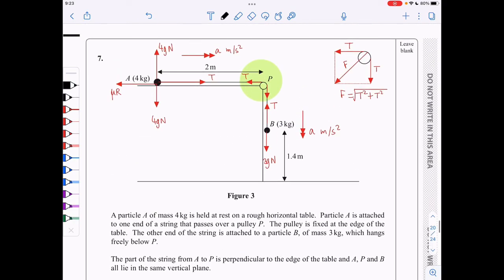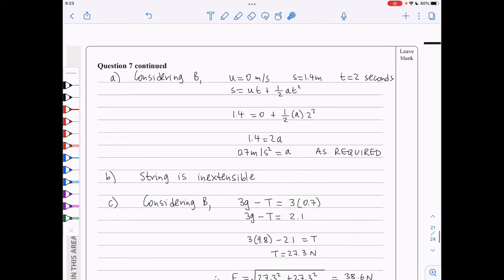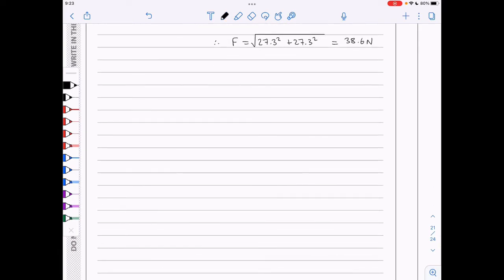Now, in D, we need to find the value of the coefficient of friction between A and the table. So looking at the forces acting on A, I will be considering A. We can write down that A is moving to the right, so forces acting to the right, T, minus forces acting to the left, that's the resultant, is mass times acceleration.